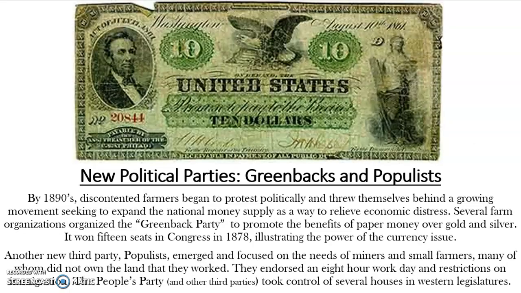Another problem during this time was the flailing economy. Many people believed that because America used paper money instead of hard money, like gold and silver, it was causing the American economy to implode. You have an entire political party called the Greenbacks that is devoted solely to shoring up America's currency issues. You have another third party that emerges, the Populists. They are focused on the needs of miners and small farmers. They, like labor unions, are going to focus on workers' rights and workers' protections.